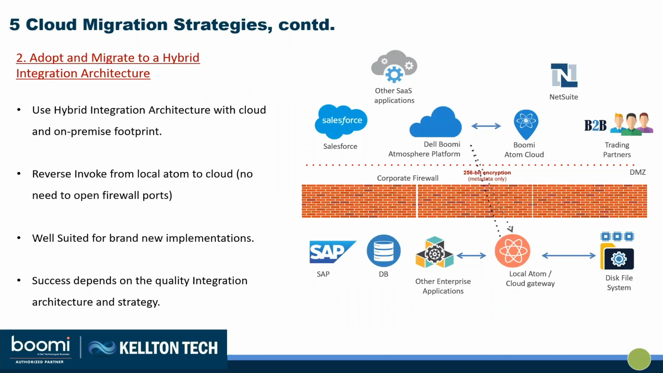The next one is around the hybrid integration architecture. It is essentially to address all the challenges that we talked about, but still leverage all the advantages also from the public Atom Cloud. So you essentially have a local atom sitting in your on-premise application footprint, and that acts as a cloud gateway that can actually integrate your cloud and on-premise applications together, because it's a reverse invoke configuration. So you never need to open a firewall, punch a firewall port from your cloud to on-premise systems. Rather, it's always the other way around.